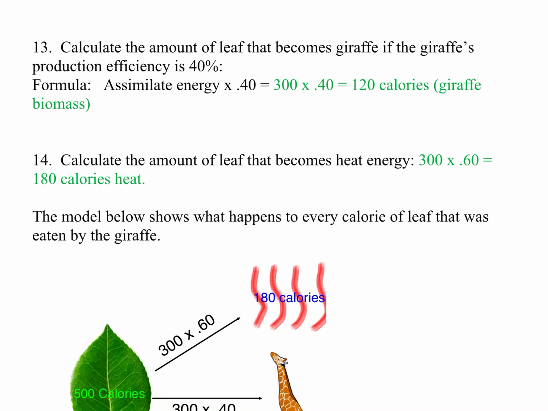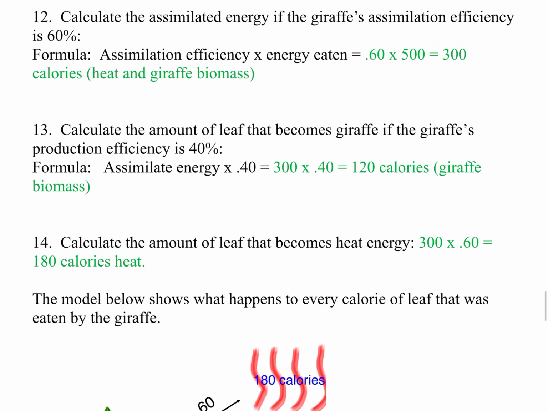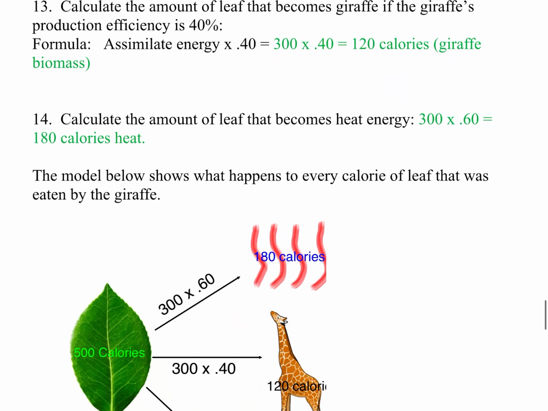We also need to calculate the amount of assimilated energy that becomes heat. Again, I take my assimilated amount, in this case 300, and I multiply it times 0.6. Because remember, if 40% becomes giraffe, that must mean the remaining 60% becomes heat. So 300 times 0.6 means 180 calories of the assimilated leaf energy becomes heat energy. That's the energy that powers the giraffe's jobs of life.